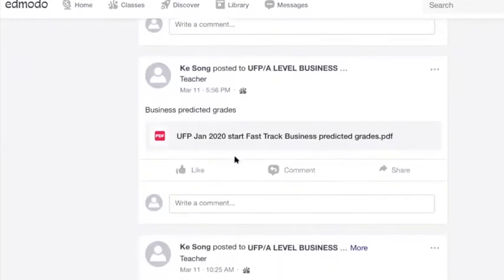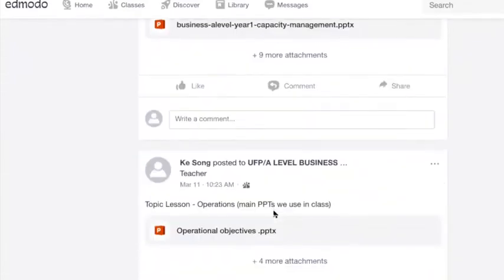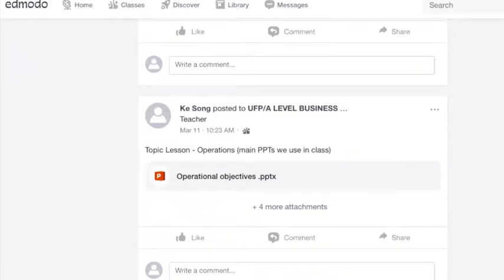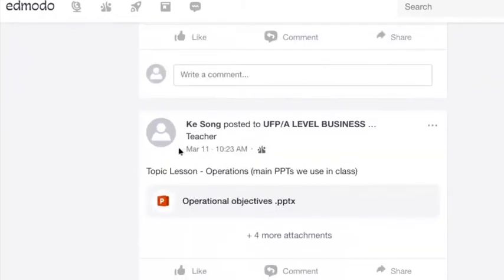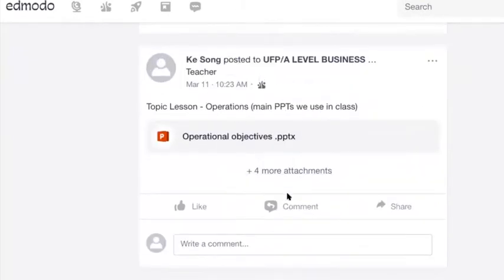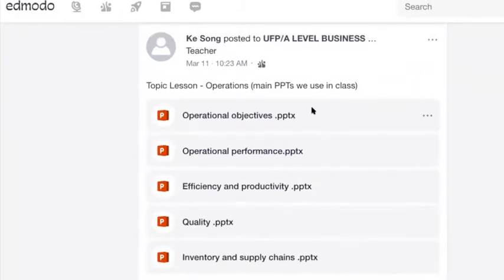On the 11th of March, I posted everything for operations, which is the topic we're doing in school. If you go to 11th of March at 10:23, you're looking at this page here. So everything in operations, we are doing the topics in here. So I think in school, we finish up here, efficiency. And then we'll continue on quality and inventory and supply and chain.